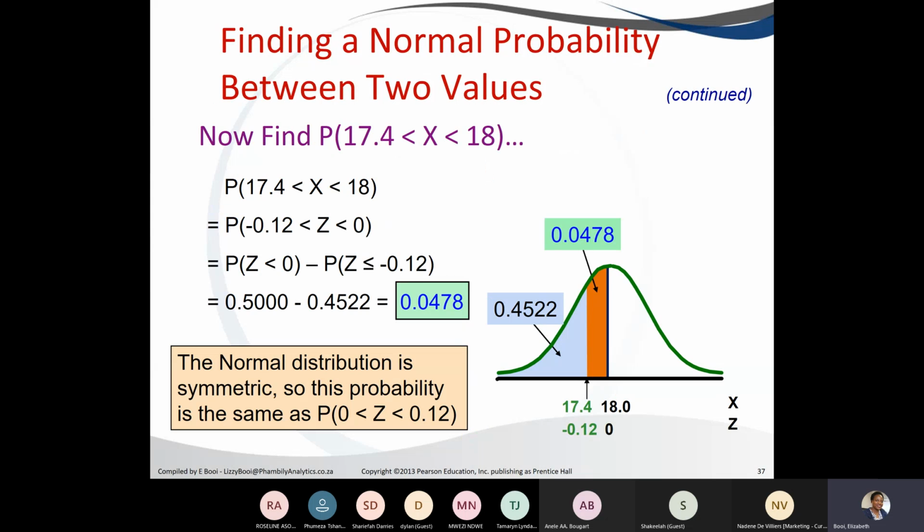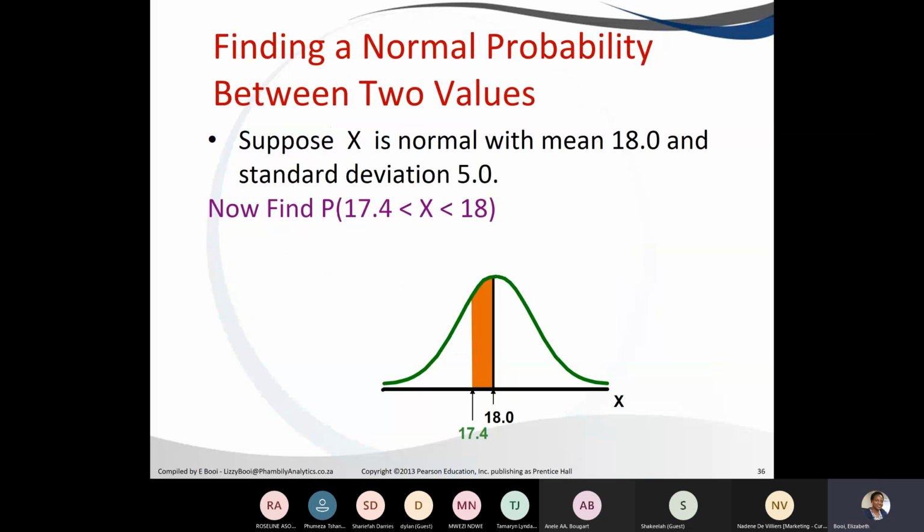We go find the Z values, we calculate them. Let's go calculate Z. Z equals 17.4 minus 18 divided by 5, and when we calculate this Z, we find that it is 17.4 minus 18 equals minus 0.6, divided by 5 equals minus 0.12.